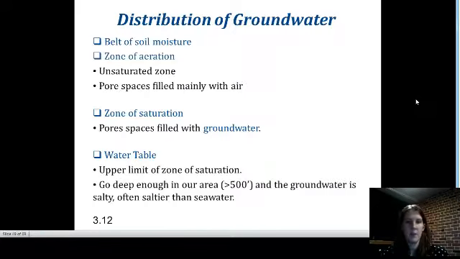Go deep enough in certain areas, so over 500 feet, and you can actually get groundwater that is salty. This is because of many of the salts, the halites, or even the calcium carbonates that are contained within the groundwater.